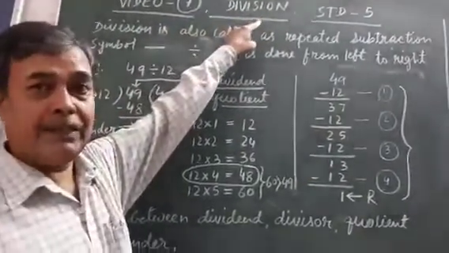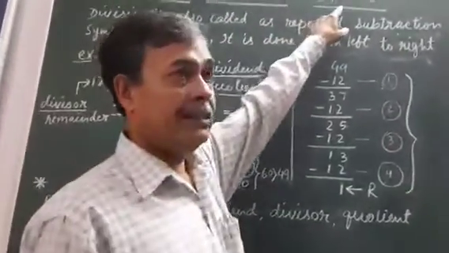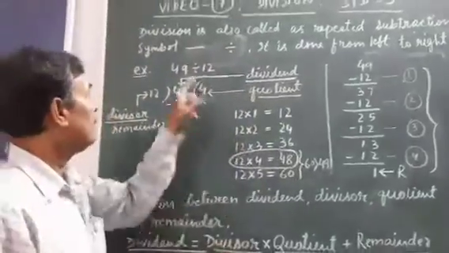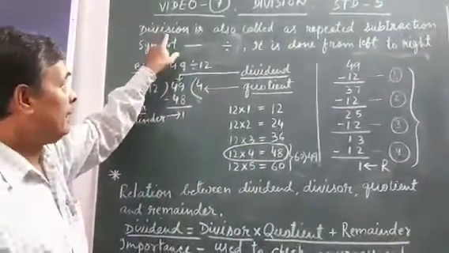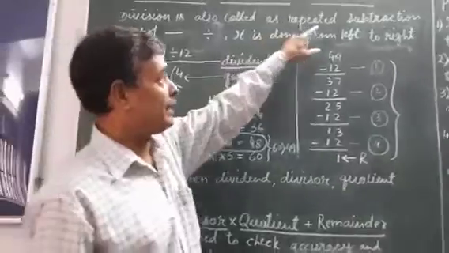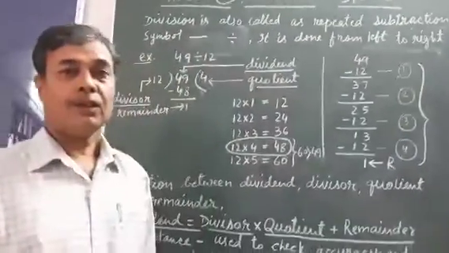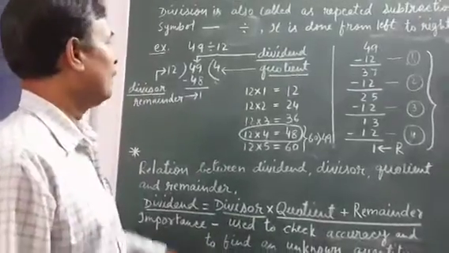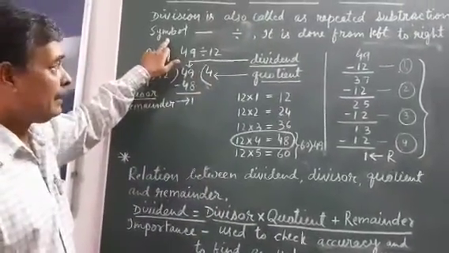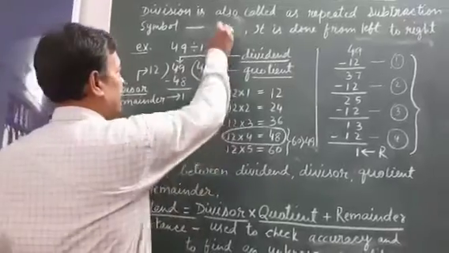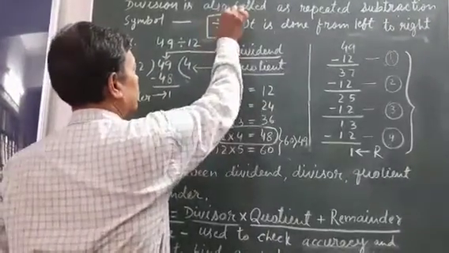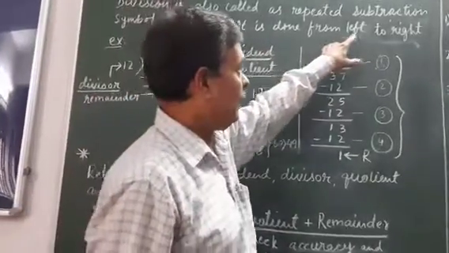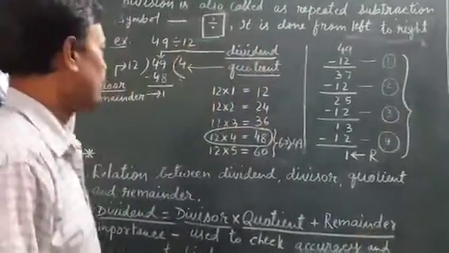Today's topic is division, and this video is for standard 5 students. Children, division is also called repeated subtraction. This you studied in your previous classes. The symbol that we use for division is this. Division is done from left to right.